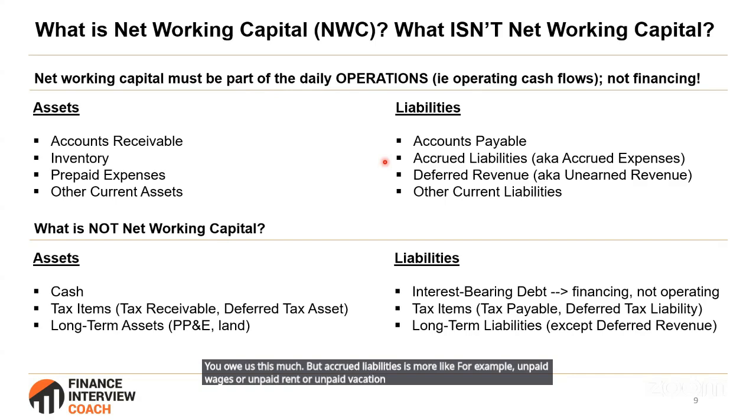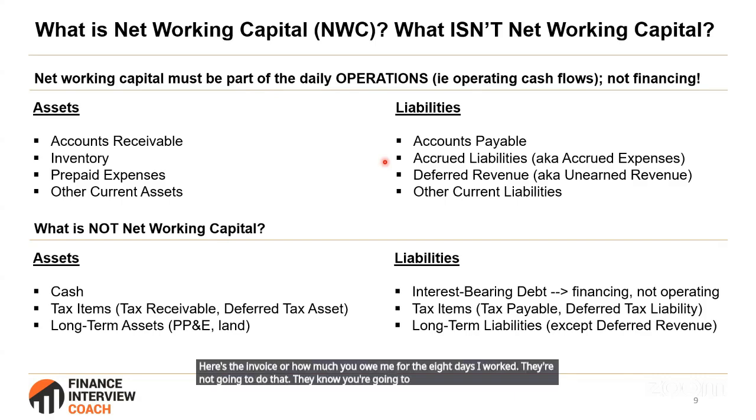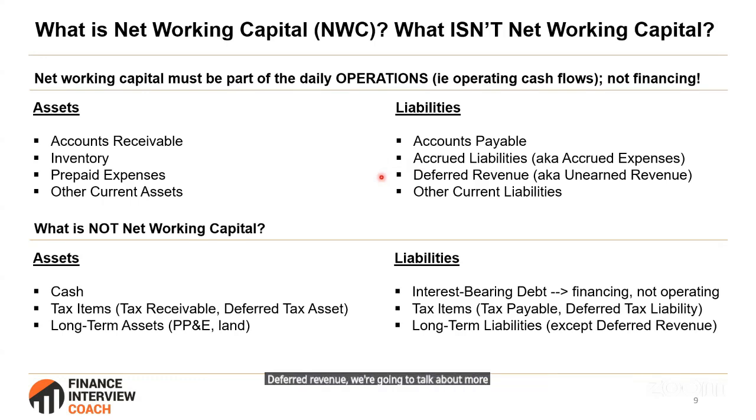There's no invoice. It's not like your employee is going to say, hey, I've worked here for 8 days and you haven't paid me because you pay me once every 2 weeks, here's the invoice for how much you owe me for the 8 days I worked. They're not going to do that. They know you're going to pay them eventually. But for accounting purposes, we still have to recognize those unpaid wages and unpaid vacation time, or for example, unpaid rent. Those are things that we owe, but there's no invoice attached. So that goes in accrued liabilities. Deferred revenue, we're going to talk about more and go through examples. In fact, we'll go through examples for accrued liabilities as well.